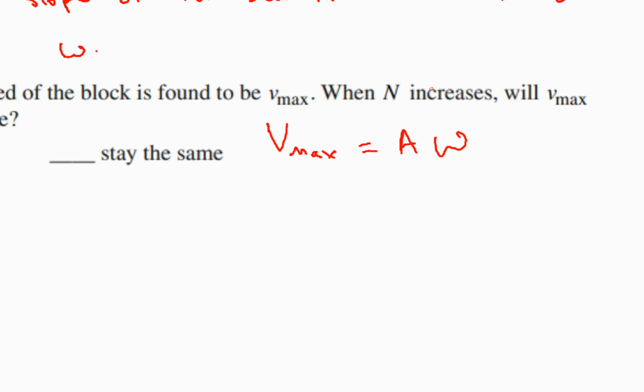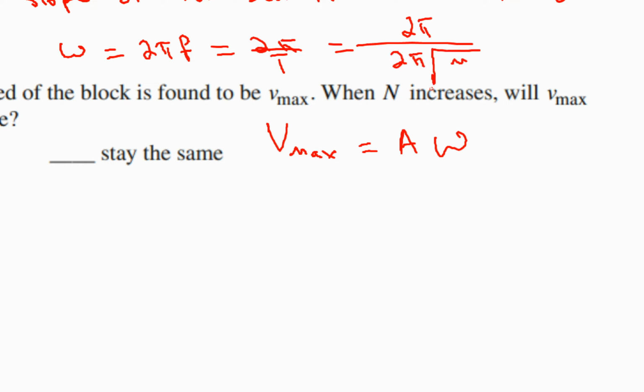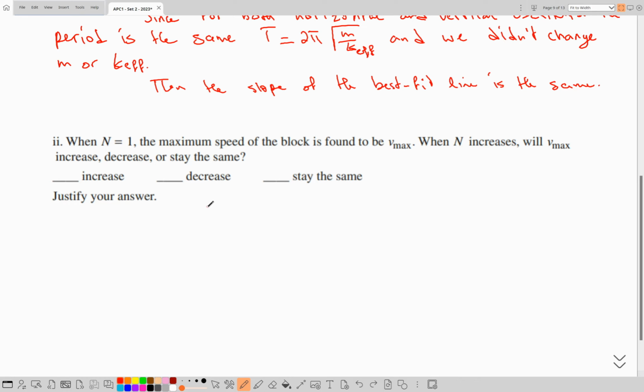The angular frequency is given by 2 pi f, which is 2 pi divided by the period, and that would be 2 pi divided by 2 pi square root m over nk, which means that omega is given by the square root of nk divided by m, which means that omega is proportional to the square root of n, and for this reason we expect that when n increases, Vmax will increase. And let me write it down, or we can directly say that omega, this is not w, this is omega.